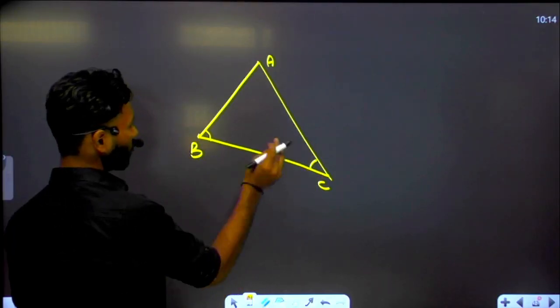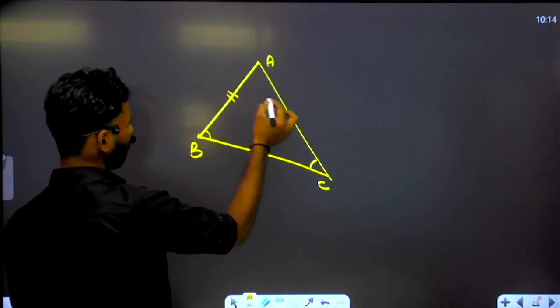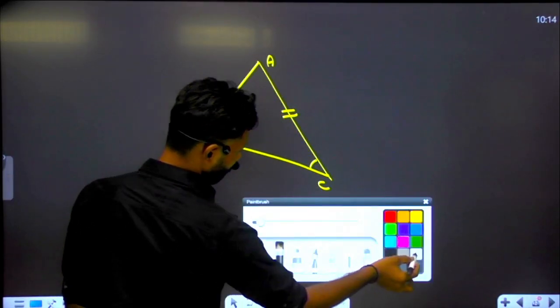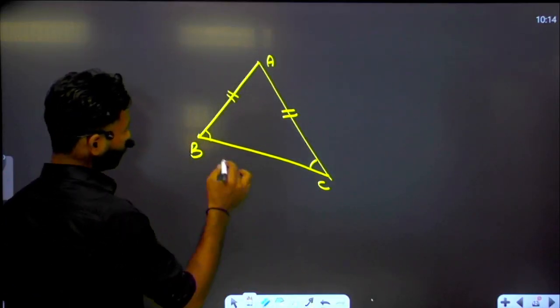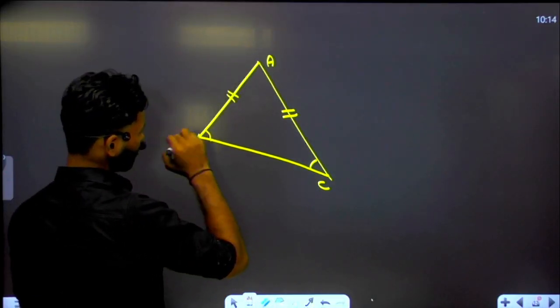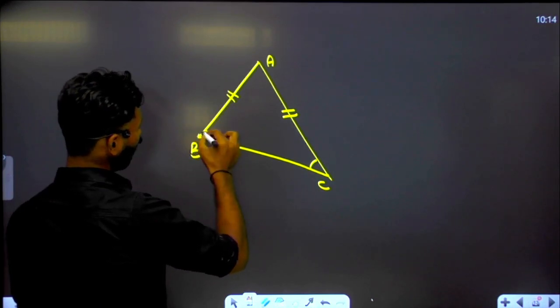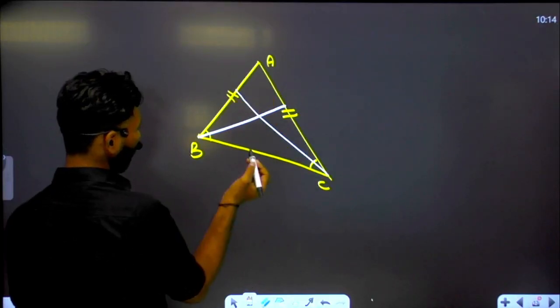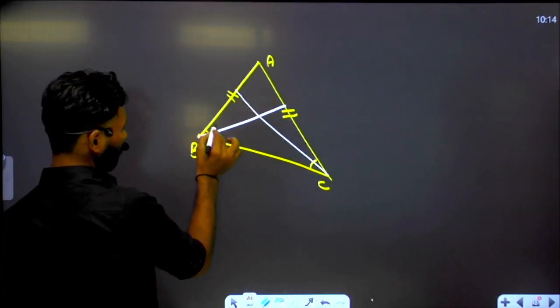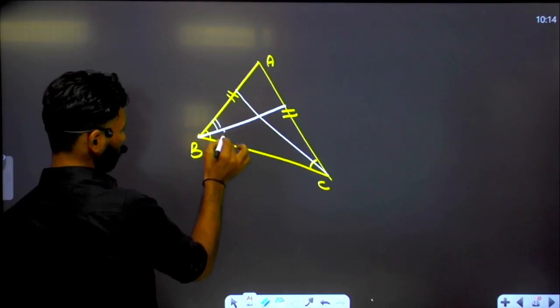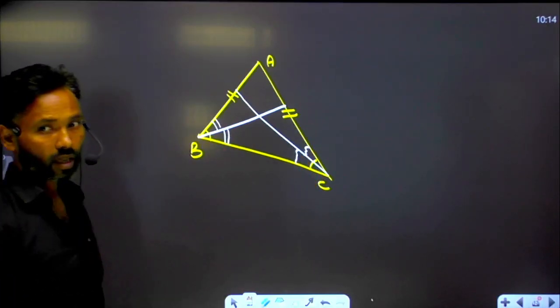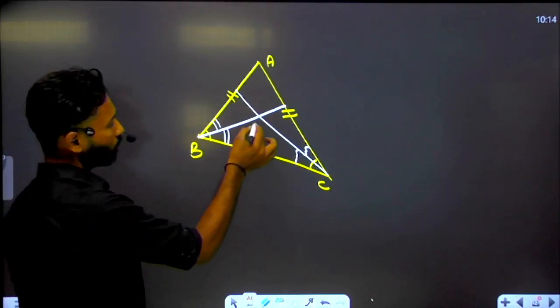If angle B is equal to angle C, it means AB will be equal to AC. For example, you draw two angle bisectors only for angle B and angle C. These are the angle bisectors. What will the angle bisectors do? These are going to divide each of the angles into two equal parts. Now both the angle bisectors are intersecting at point O.